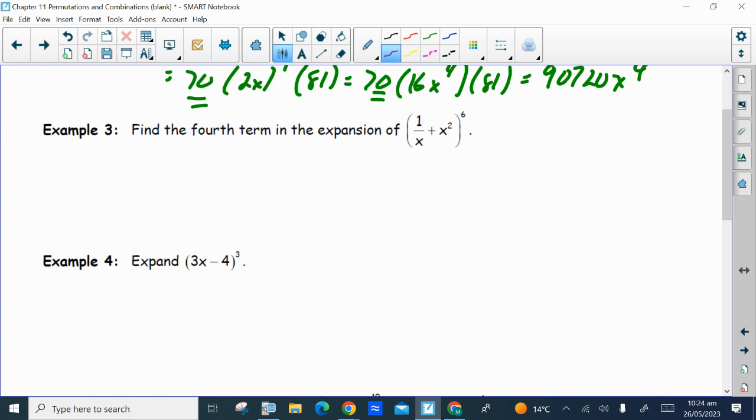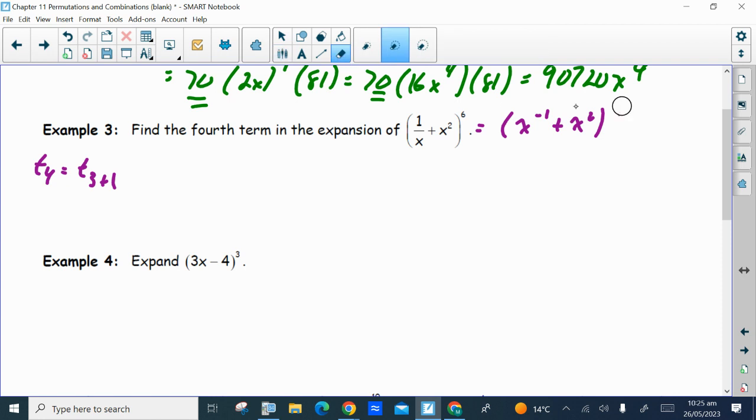For number 3, before we find the fourth term, I would rewrite this so that instead of 1 over x, it's x to the negative 1 plus x squared to the power 6. And if we want to find the fourth term, remember k is always 1 less than the term number. K will be 3, because the general term formula says t sub k plus 1. Oops, I don't know why I wrote a 9 there. That should have been 6, and that should have been 2, which it was, I think. It just doesn't look clear.